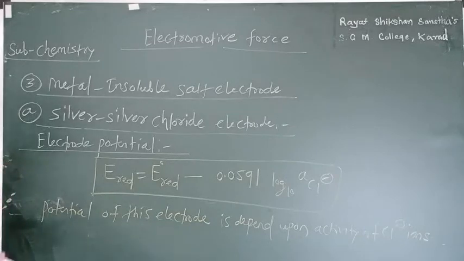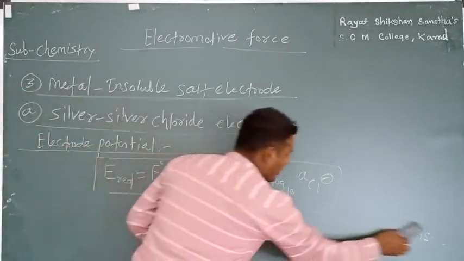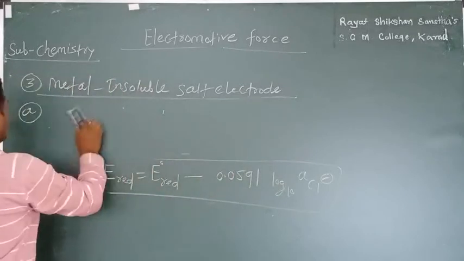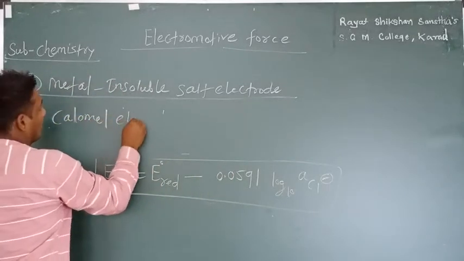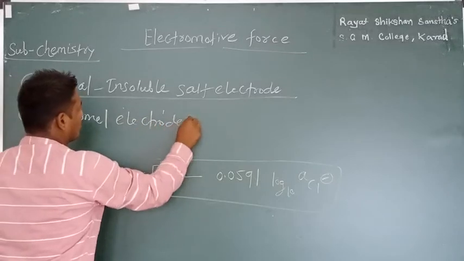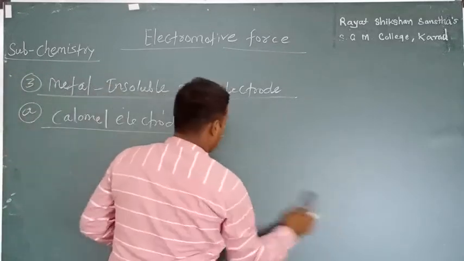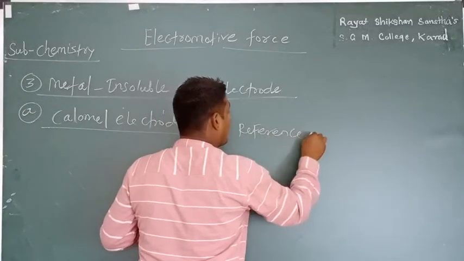Moving forward, we'll see the calomel electrode. You must have heard about this word, calomel. This electrode is used as a reference electrode. Then what is the meaning of reference electrode?